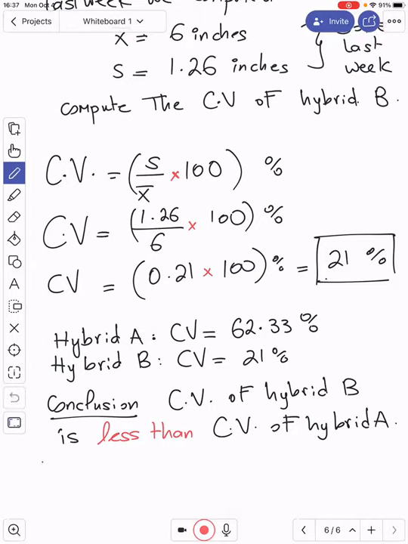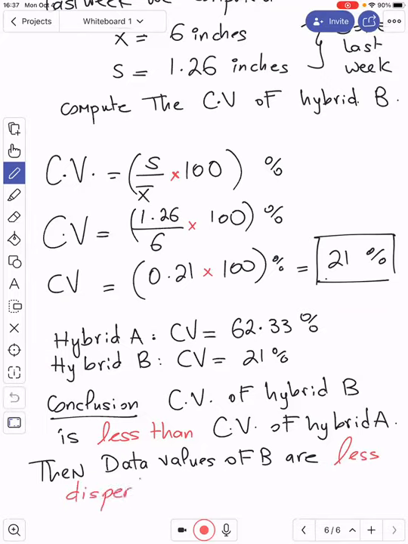Okay, so then the data values of hybrid B are less dispersed than, of course, the data values of hybrid A. So again, you can use this coefficient of variation to compare the variation of two samples, right?